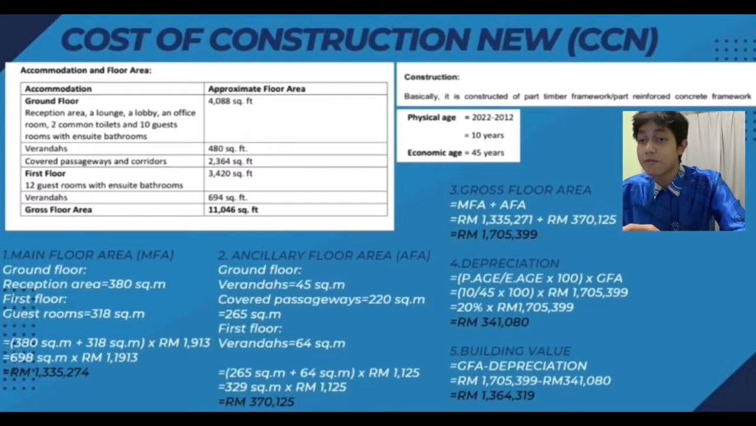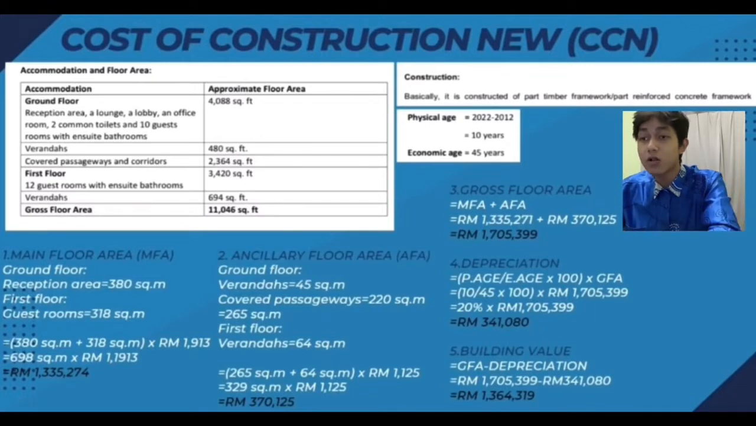age multiplied with 100. And then we have to multiply with the ground floor area, which is the total that we get just now. So it means the calculation will be 10 divided by 45 multiplied with 100, and then we will get the 20%. So the 20% will be multiplied with the 1,705,399, which is the ground floor area value. And then after we total, we will get the value of the depreciation, which is 341,080 ringgit Malaysia.